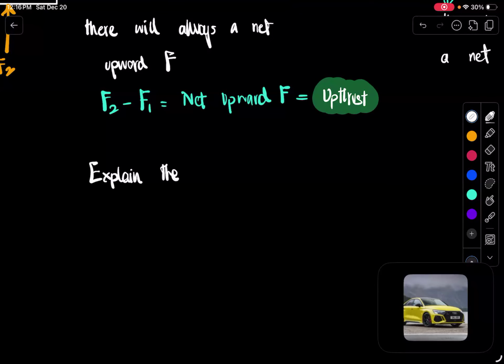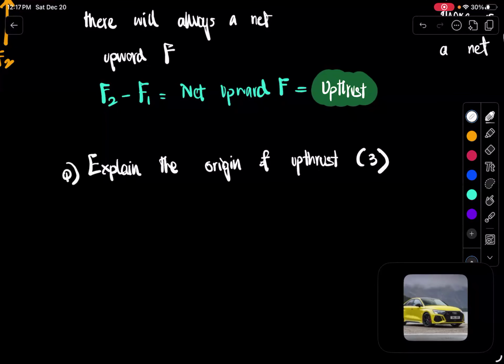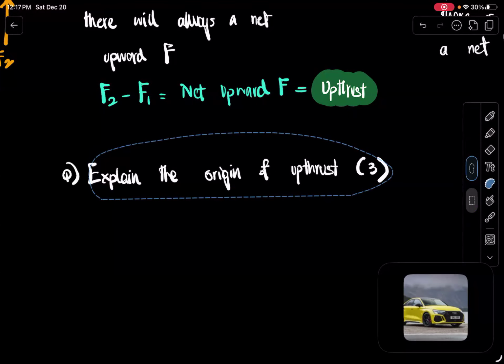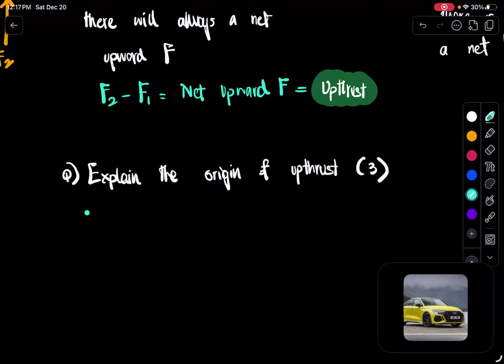Explain the origin of upthrust. For example, there's a past paper question that they ask multiple times to explain the origin of upthrust, and it's a 3 mark question. That means they want you to explain it in detail. I'll write it down, and it'll clear things up even more. There will be multiple points for this.